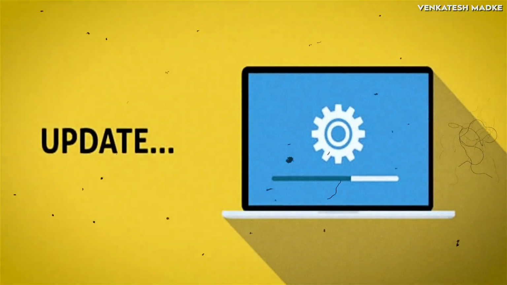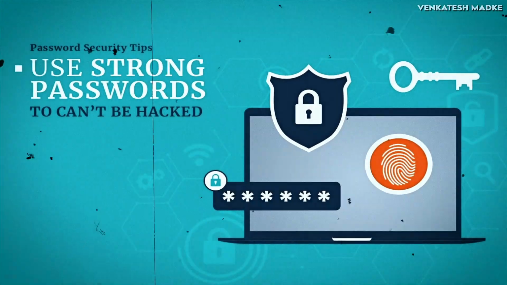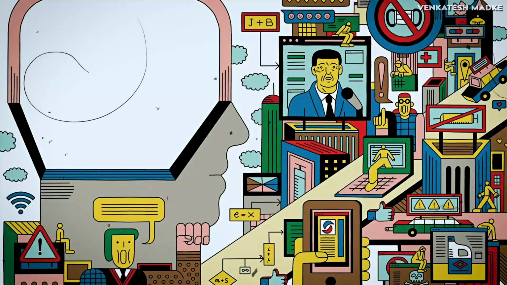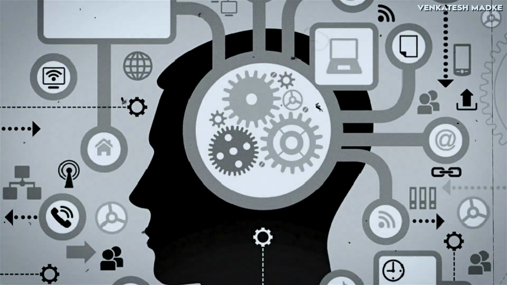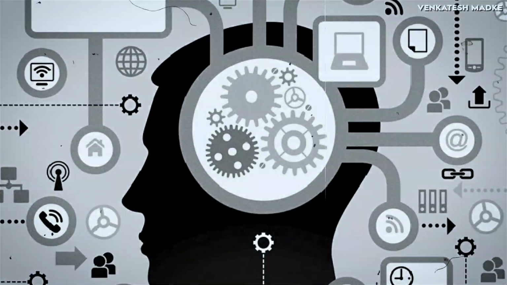What can individuals do to protect themselves? First, keep your software and systems updated. Second, use a strong, unique password for each account. Third, be critical of information you see online, especially during conflicts. Fourth, learn to recognize phishing attempts and social engineering tactics.